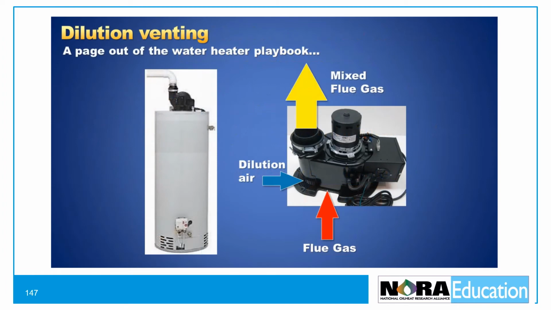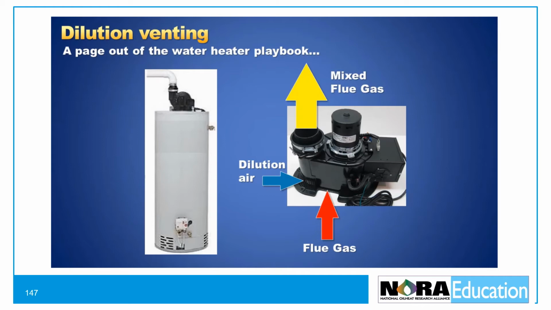How? With dilution venting. Dilution venting takes a page out of the long-established gas water heater playbook. Dilution venting enabled PVC venting on water heaters, greatly improving ease and cost of vent installation versus metal natural draft venting. Here's how it works. Hot flue gases enter the bottom of the fan assembly. Dilution air from the room or outside air enters and mixes with the flue gas in the fan. The mixed flue gas exits cool enough to vent in PVC.